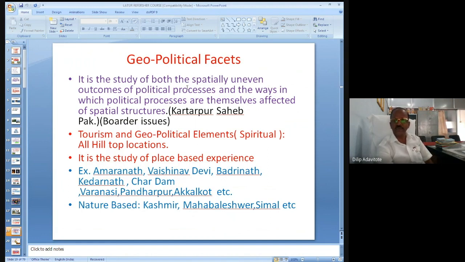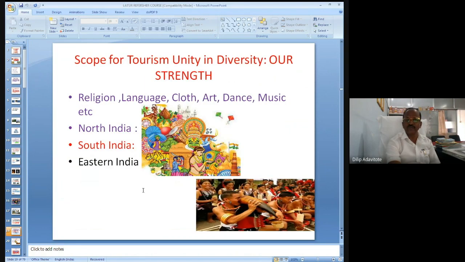This is one example I am putting in front of you. Then tourism, geopolitical elements, spiritual. All hilltop locations are located on these hilltop areas. When we are not having a good political environment, I am talking about Jammu Kashmir, then tourism is hampered in the Jammu Kashmir area. Sometimes the devotees moving to Amarnath Yatra, Vaishno Devi, this Char Dham Yatra, are affected due to unsecured, politically unsecured places. These tourist places are totally hampered due to these geopolitical facets.